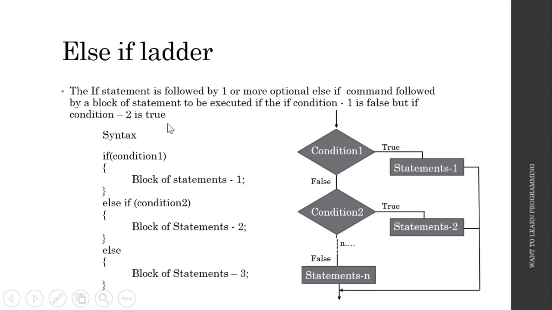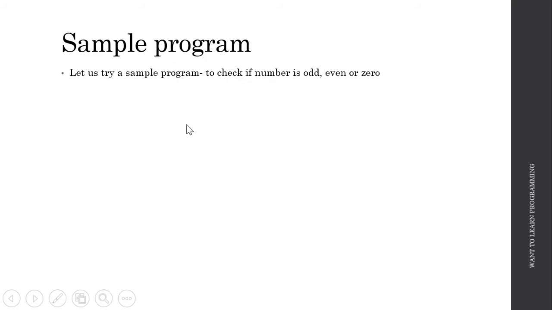Let's look at this with the help of a sample program. In this sample program, we try to check if the number is odd, even or 0. So first we use the header files here, that is stdio.h and stdlib.h. Next, we use the int main function and declare a variable to store the number entered by the user. Next, we use the printf statement to make it more user friendly. Now, let's use the scanf statement to accept a number from the user.